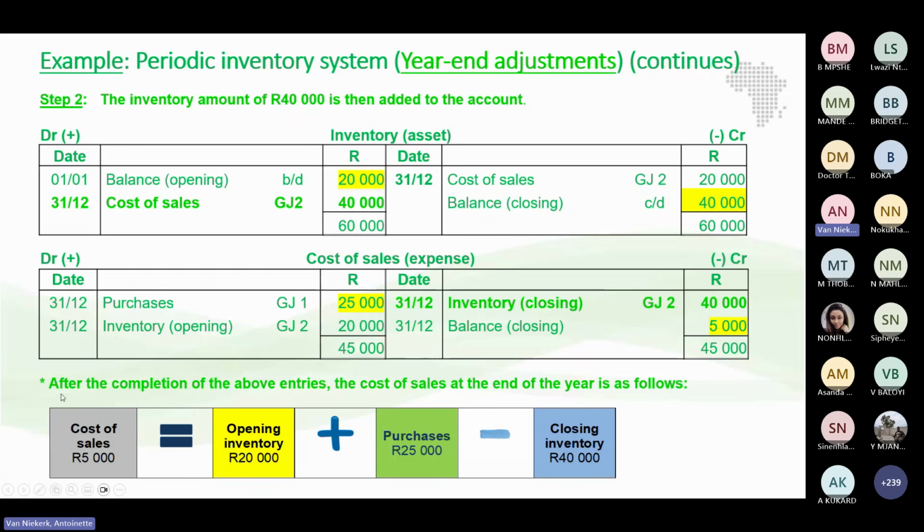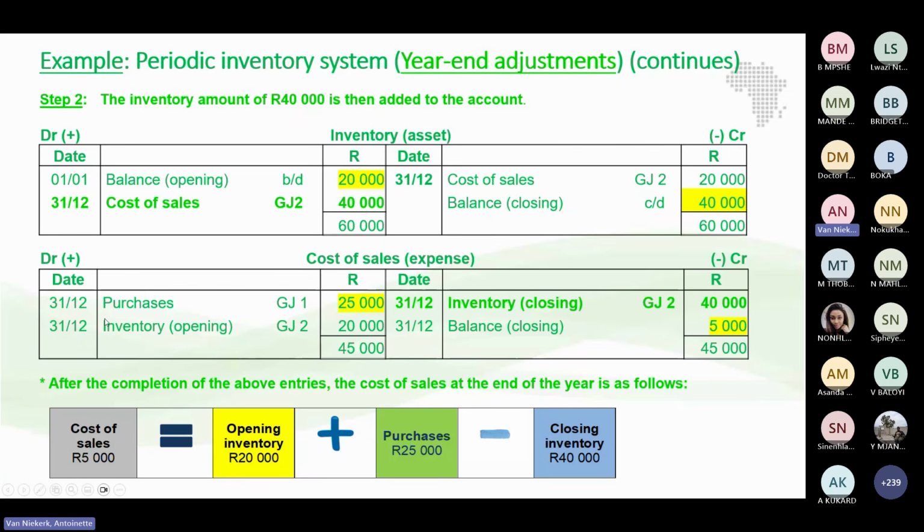Now we are going to look at the highlighted amounts. After the completion of the above entries, the cost of sales at the end of the year is as follows. Now, ignore for now the 5,000 Rand, please. So cost of sales equals your opening inventory, which is this 20,000 Rand here at the top, plus your purchases, which was this 25,000 Rand that we closed off against the cost of sales.